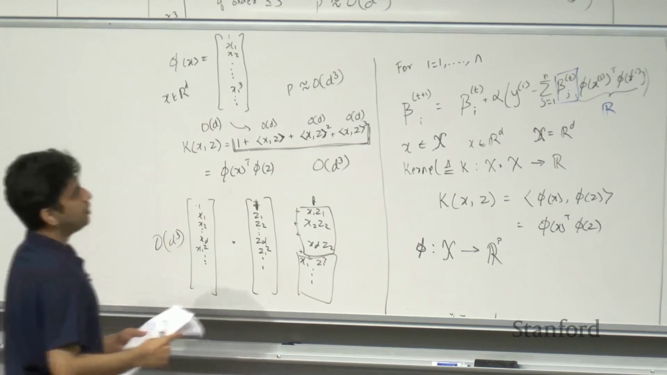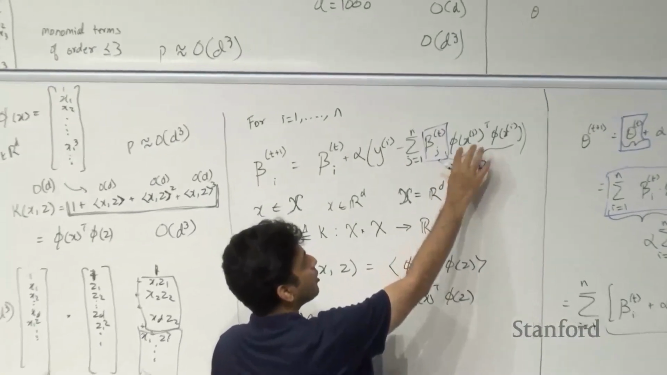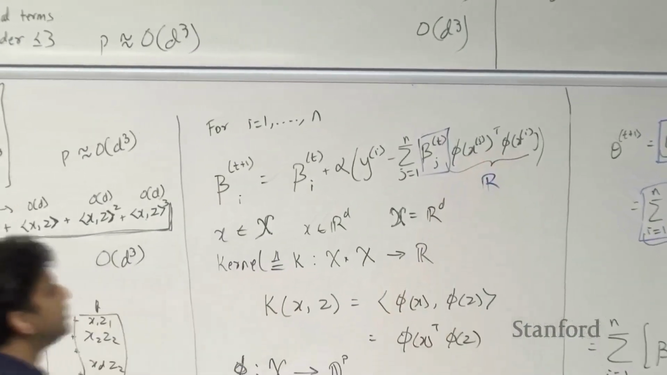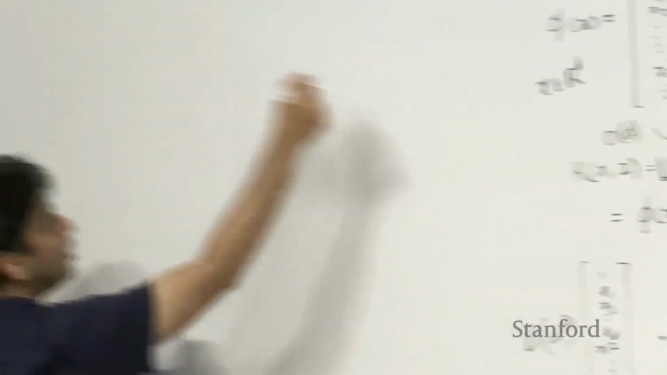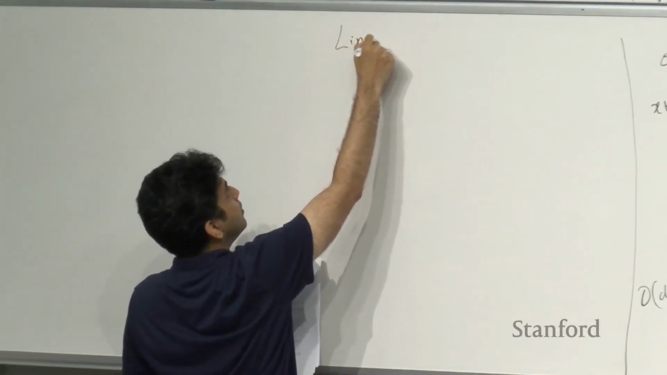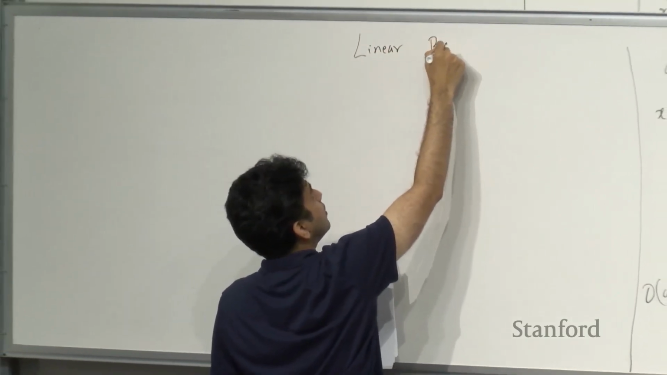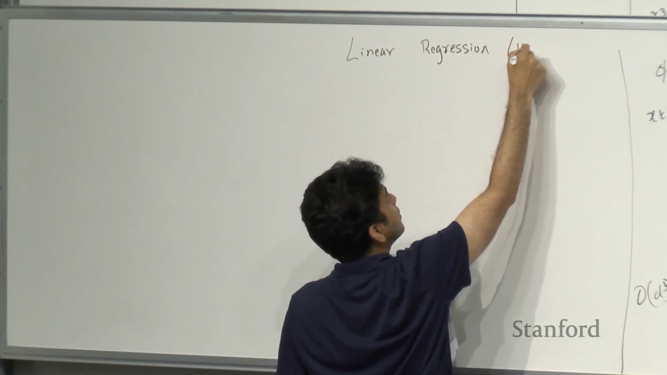So now if we replace the inner product between these two feature vectors with a kernel, we end up with an algorithm for linear regression like this. So this is linear regression kernelized.